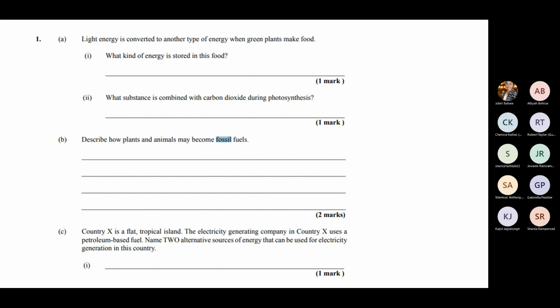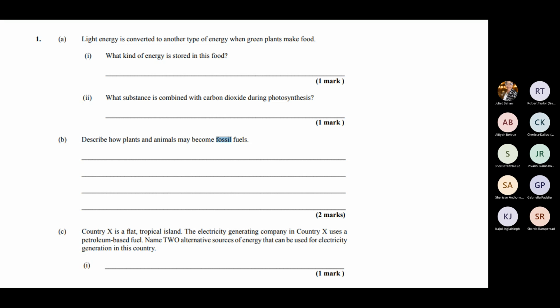All right, part B. Describe how plants and animals may become fossil fuels. All right, so let's hear from Robert. How would you describe that? Yes, I say after plants and animals die, they turn into fossil fuels. This occurs when dead and decaying plants and animals are exposed to heat and pressure inside the earth. After millions of years, it turns them into fossil fuels. All right, for 2 marks, yeah, that's sufficient.